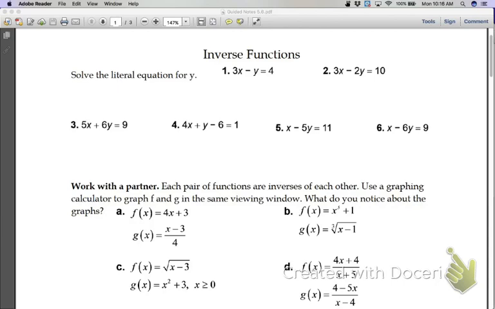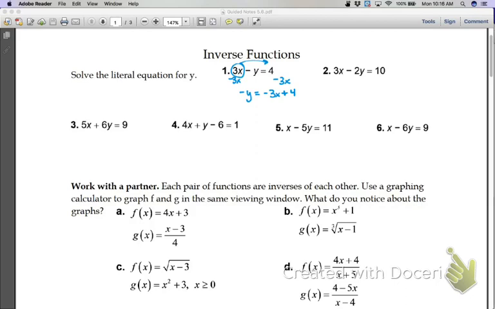So whenever I have a literal equation and I'm solving for y, if I have 3x minus y equal to 4, I need to get y by itself. Again, it's completely up to you how. Some of you may have been taught to always keep whatever you're solving for on the left side and put everything else over to the right. That's completely all right. Some students will subtract the 3x over to the other side, and they will have negative y equal to negative 3x plus 4.